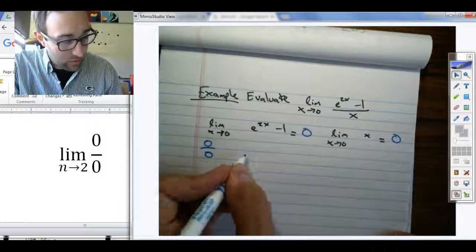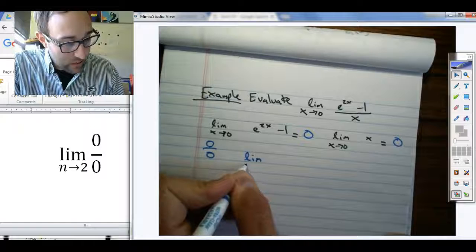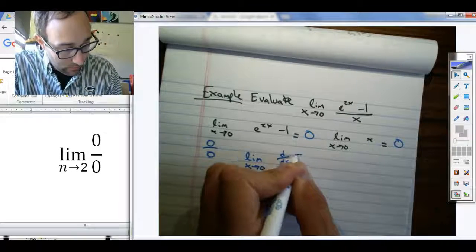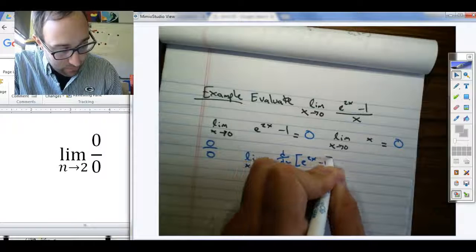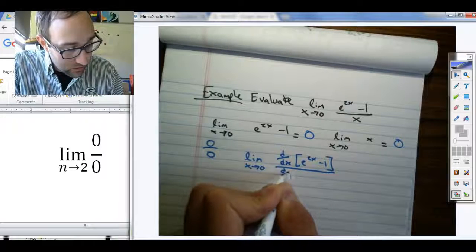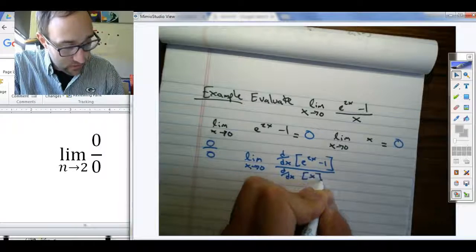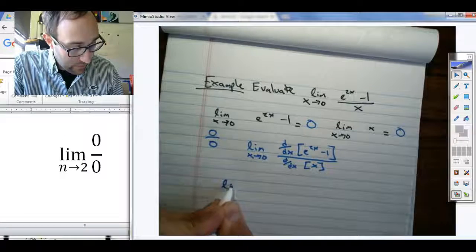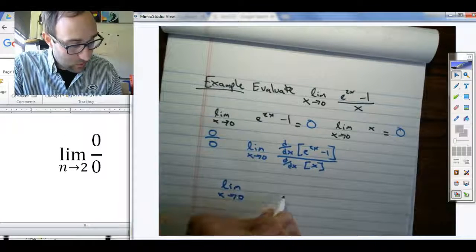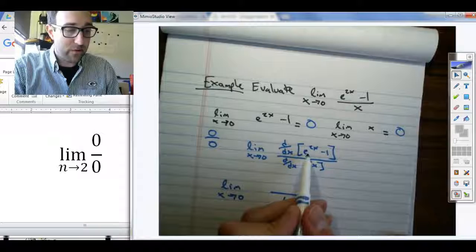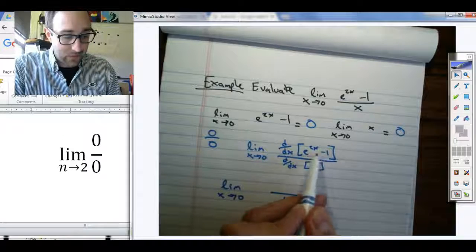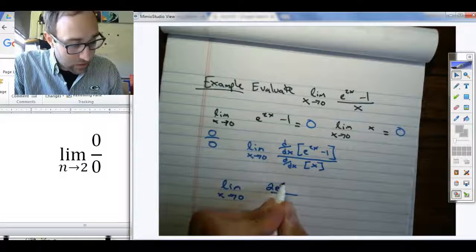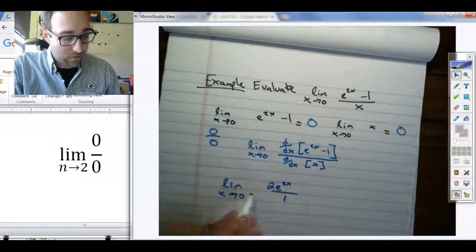So what I really need to do is find the limit as x approaches 0, and I'm going to find d/dx of e to the 2x minus 1 divided by d/dx of x. Well, the derivative of x, that's going to be easy. That's just 1. So we're going to say the limit as x approaches 0, that's going to be 1. And then the derivative of e to the 2x minus 1, I can kind of apply several things here. The derivative of that is going to be 2e to the 2x, and the minus 1 just kind of goes away. So there is my limit.